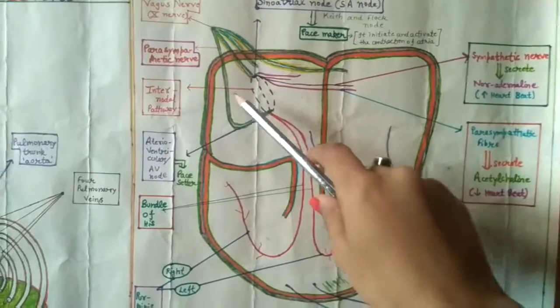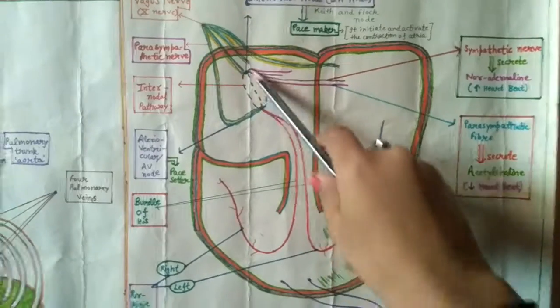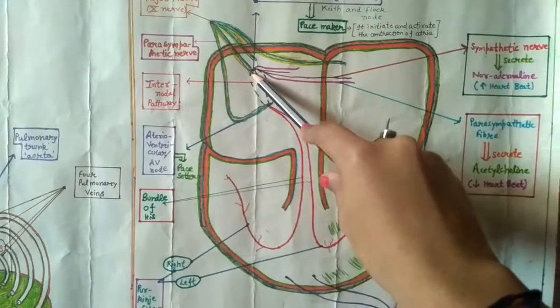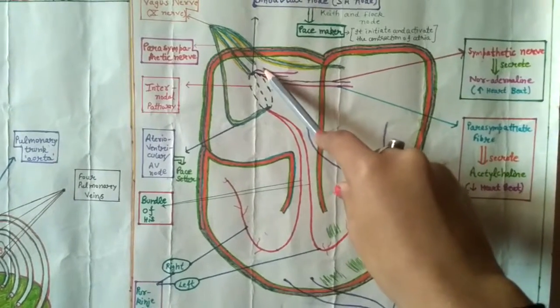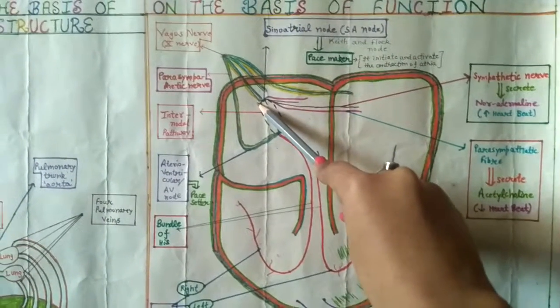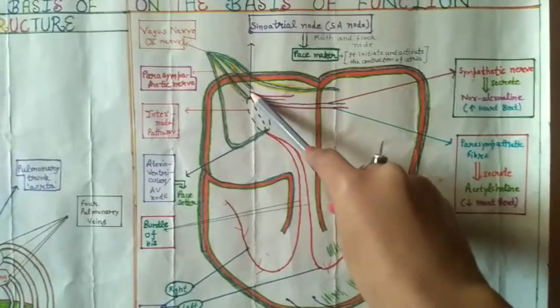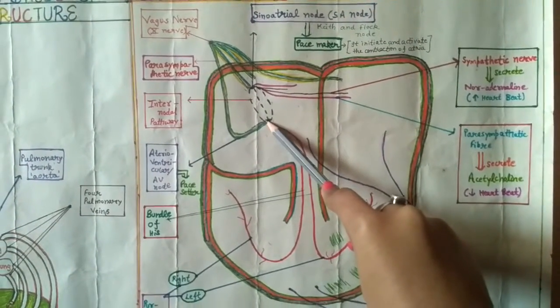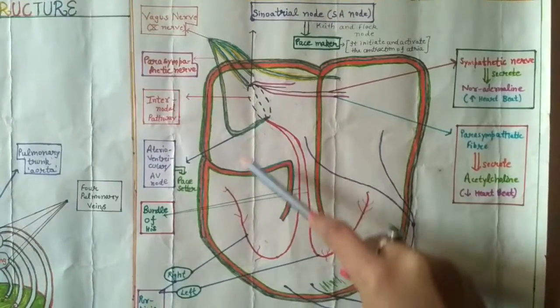You can see some internodal pathways here. These internodal pathways help in the transfer of the electrical signal, which is generated at the site of the sinoatrial node, to the atrioventricular node. This atrioventricular node is situated near the atrioventricular septum.